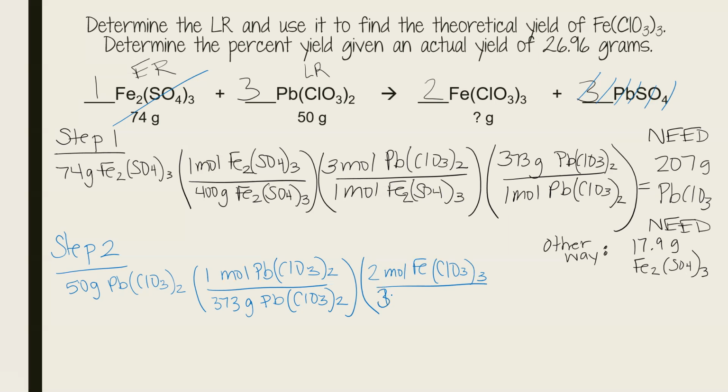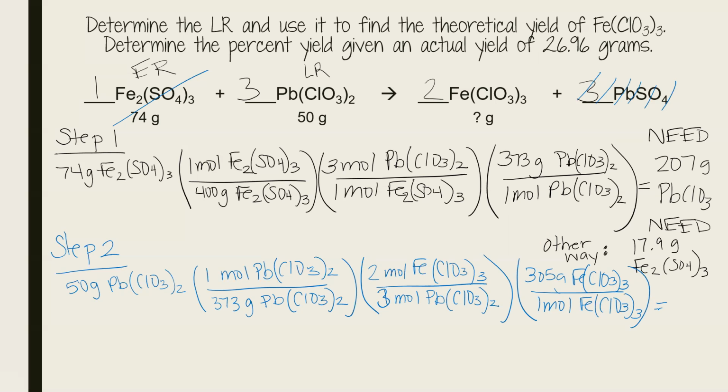Oops. Mole ratio is the only place I use my coefficients. So when I find the molar mass of my unknown, I'm just doing Fe plus 3 chlorine plus 9 oxygen. Do not take that whole thing times 2. And please make sure I can read your work and find your answers.